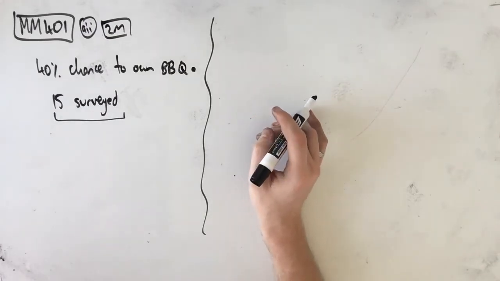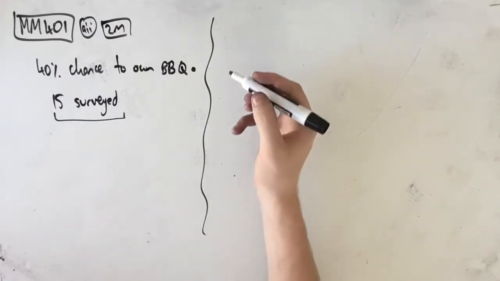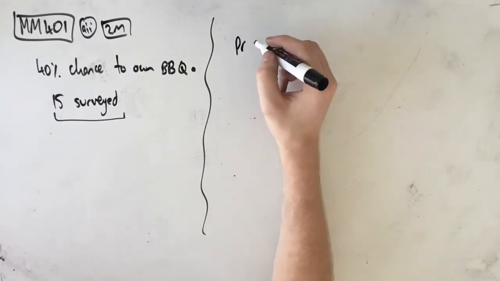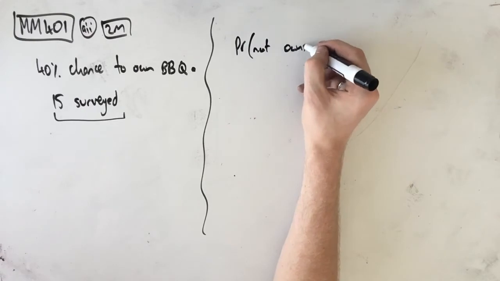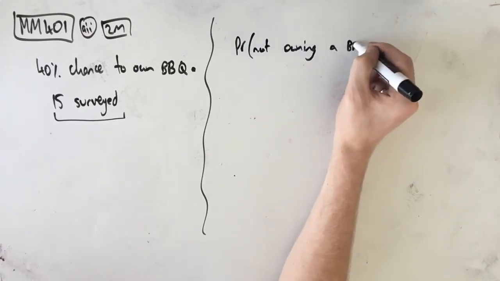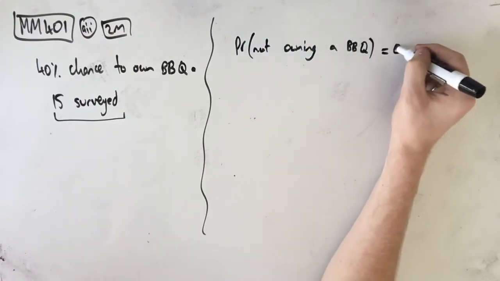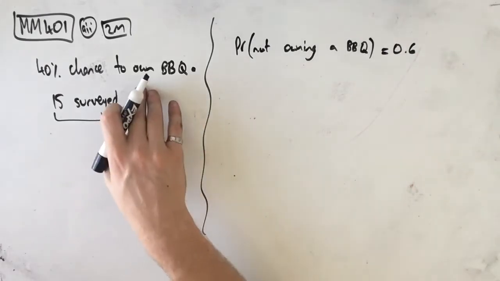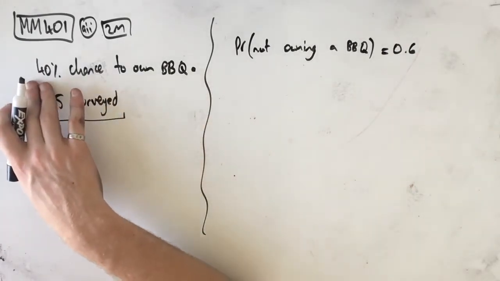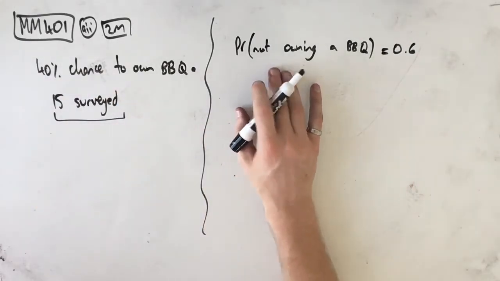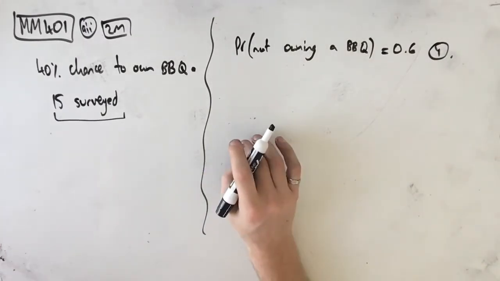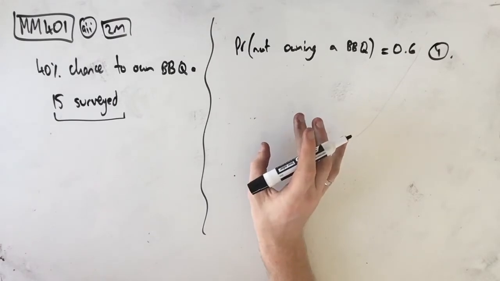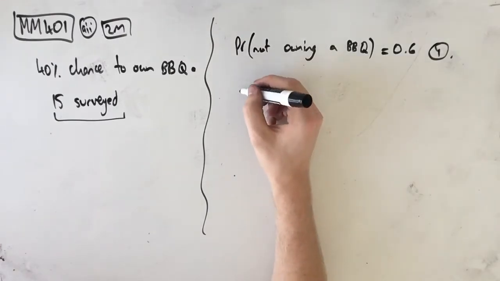Alright, so there's multiple ways we can do this. I'll just take you through one way because this is probably the way that makes the most sense. So the probability of any given household not owning a barbecue is 0.6, right? Because the probability to own a barbecue is 40%, so the probability to not own a barbecue is 60%. That makes sense. This is our first mark. Now, back to the binomial distribution calculator.